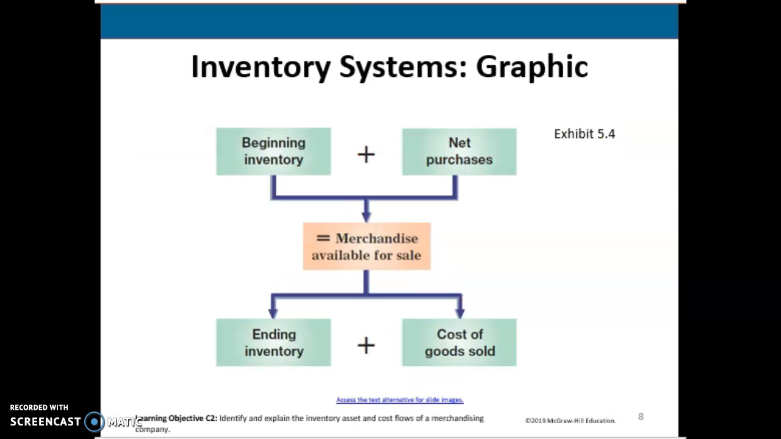All right, so this is one of the graphics that is very important to make sure you have. You're going to see this information throughout the chapter, and you will probably even see it in Chapter 6. So this is one where we're looking at the beginning inventory plus purchases, so plus our net purchases, gives us the total merchandise we have available to sell. From that, if we have ending inventory, we can figure out what the cost of goods sold is, or if we know cost of goods sold, we can figure out ending inventory. So we can solve for the missing variable as long as we know one piece of that information. So again, this slide is one that's going to be helpful going forward too.